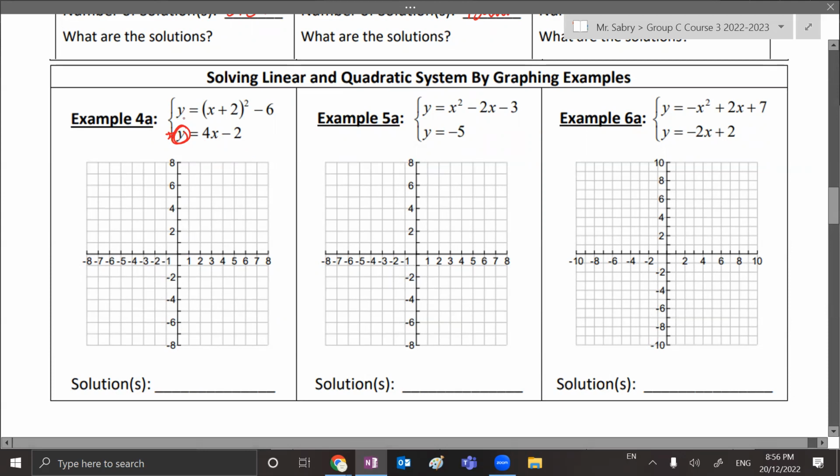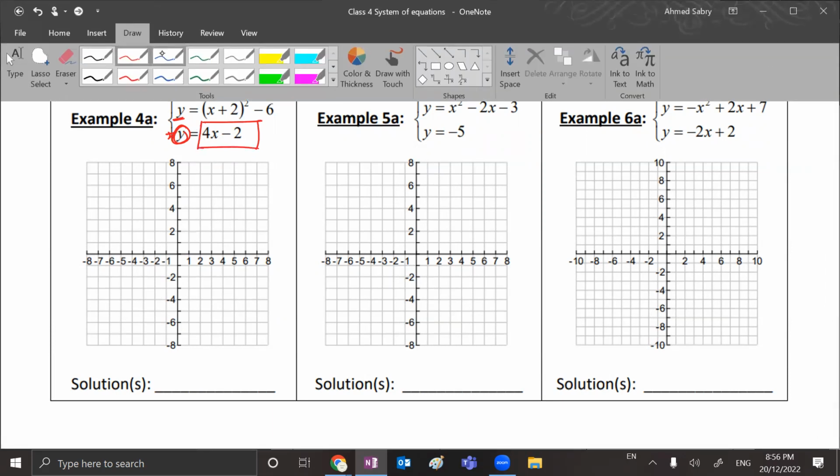Meaning, I'll remove the y in the other equation and put 4x minus 2 in its place. So I'll start writing it here.